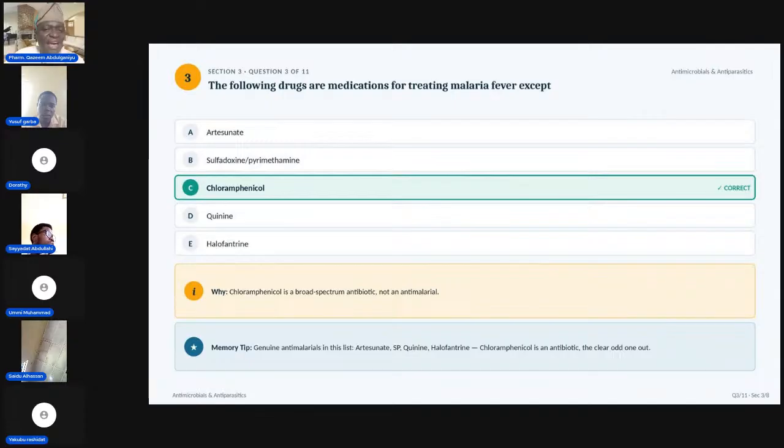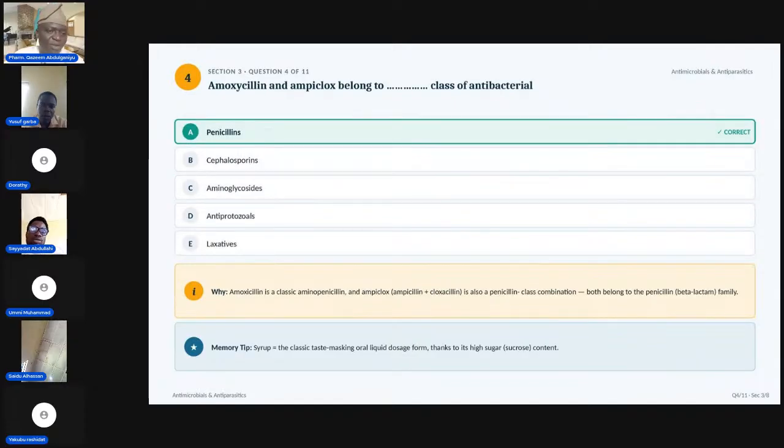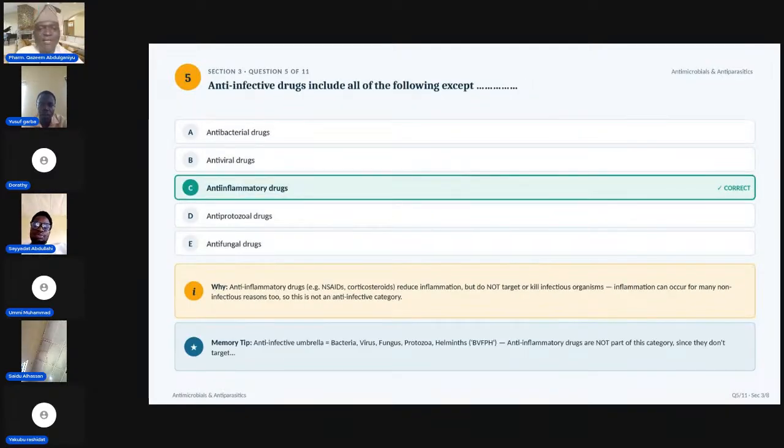So amoxicillin, and you can imagine that question I was trying to twist. Now somebody brought it out as one of the questions. Amoxicillin and ampiclox belong to penicillins. Are we following, please? Okay, so penicillins, amoxicillin, ampiclox, they are both penicillins, right? Then anti-infective drugs include all of the following except.